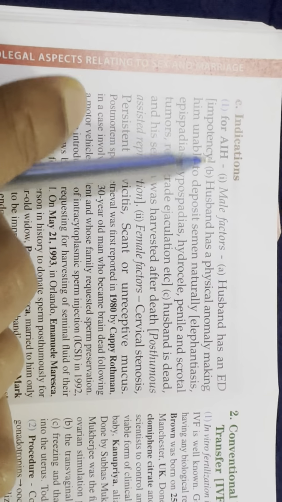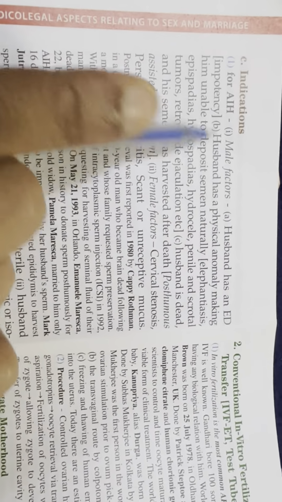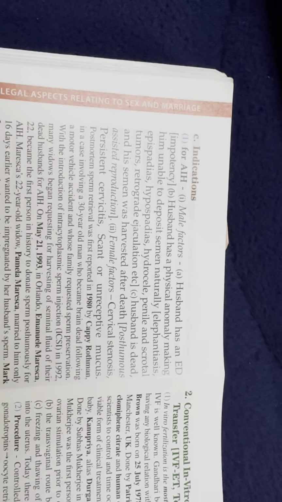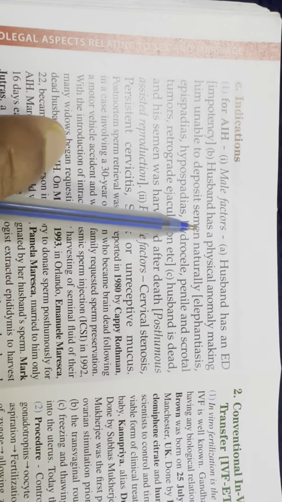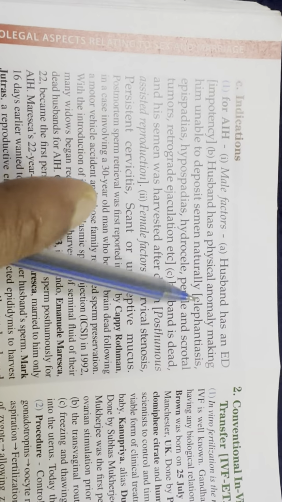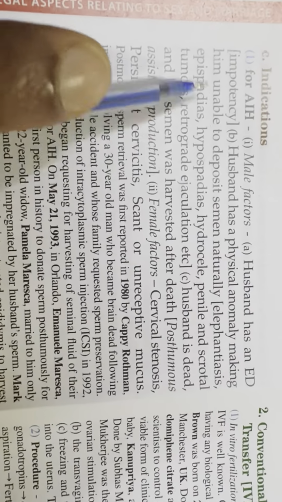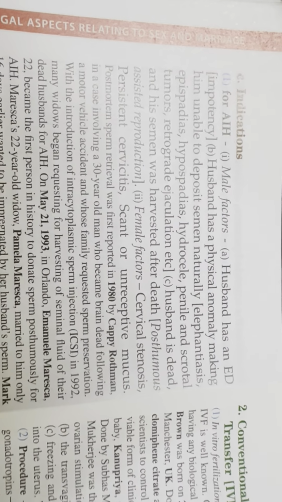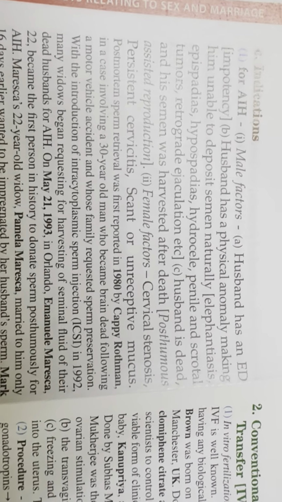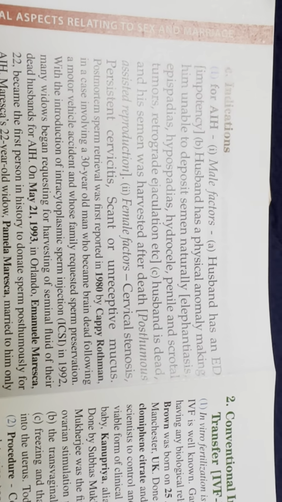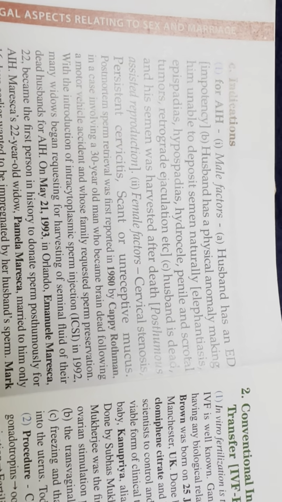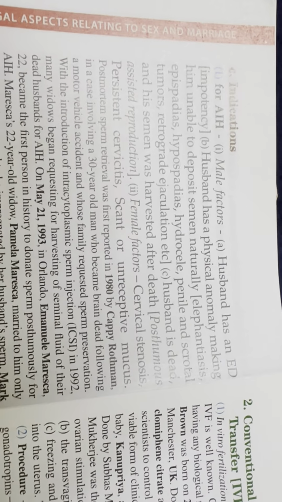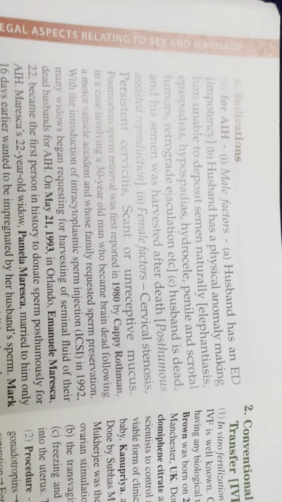Indications for artificial insemination homologous: male factors, where the husband has erectile dysfunction, or has a physical anomaly making him unable to deposit semen naturally: elephantiasis, epispadias, hypospadias, hydrocele, penile and scrotal tumor, retrograde ejaculation. The husband is dead and his semen was harvested after death, which is posthumous assisted reproduction. Female factors: fractures, cervical stenosis, persistent cervicitis, scant or unreceptive mucus.